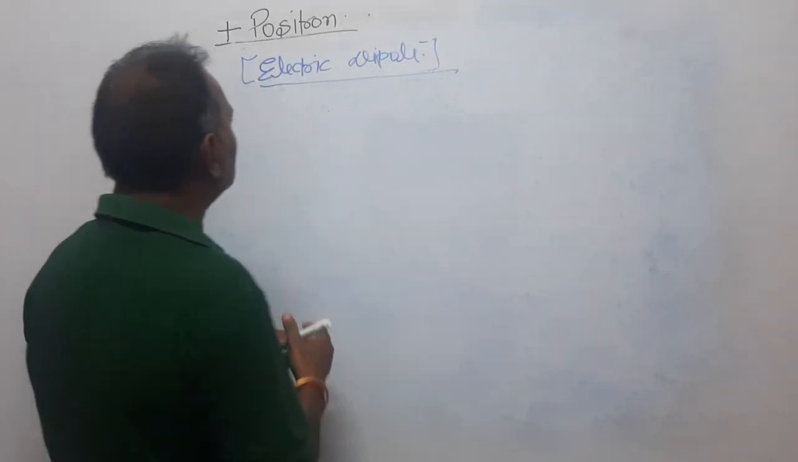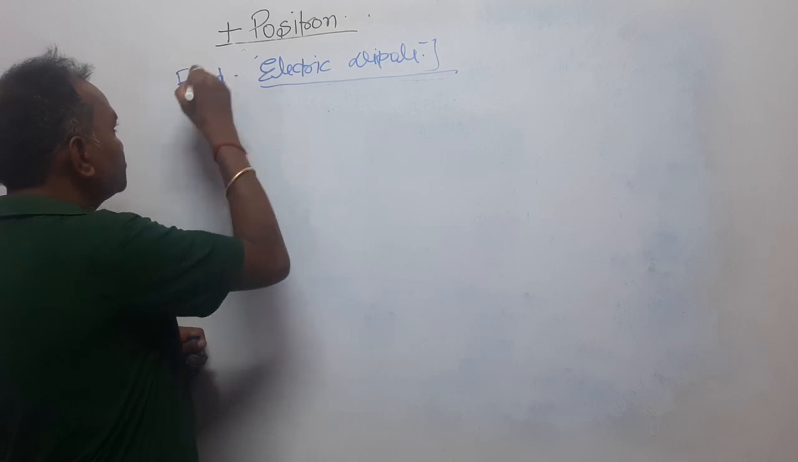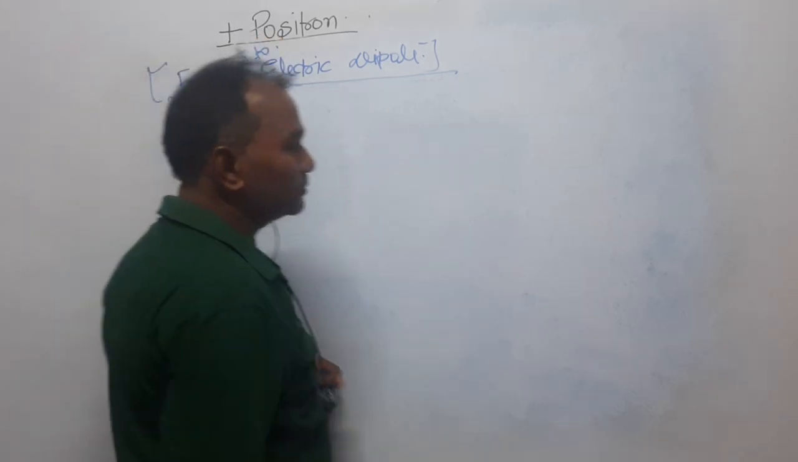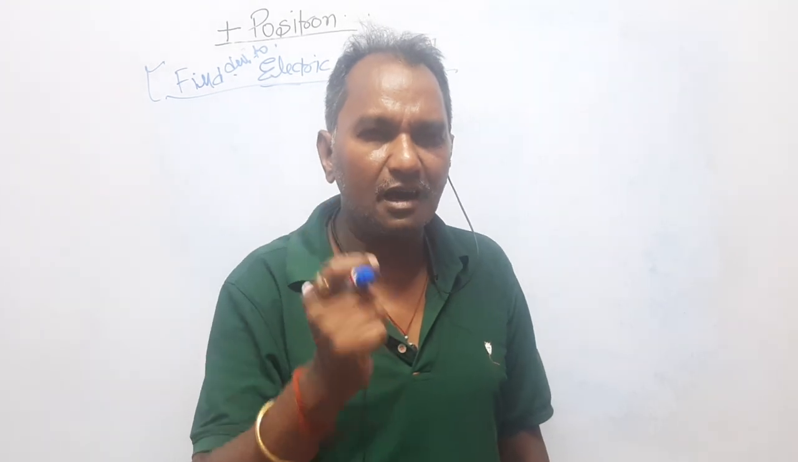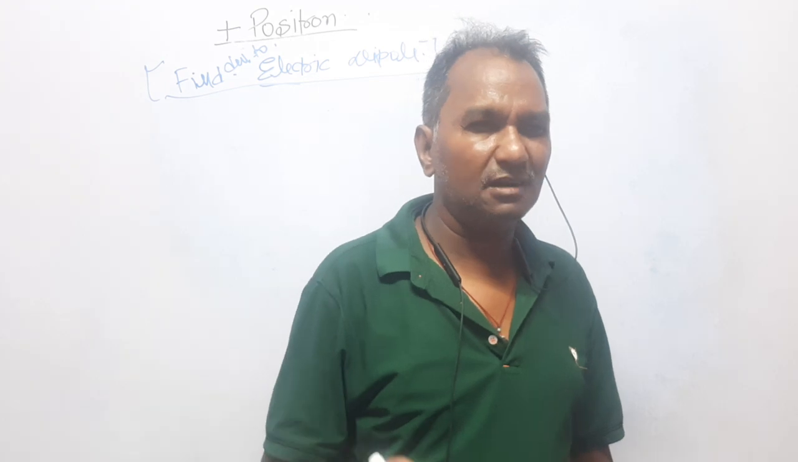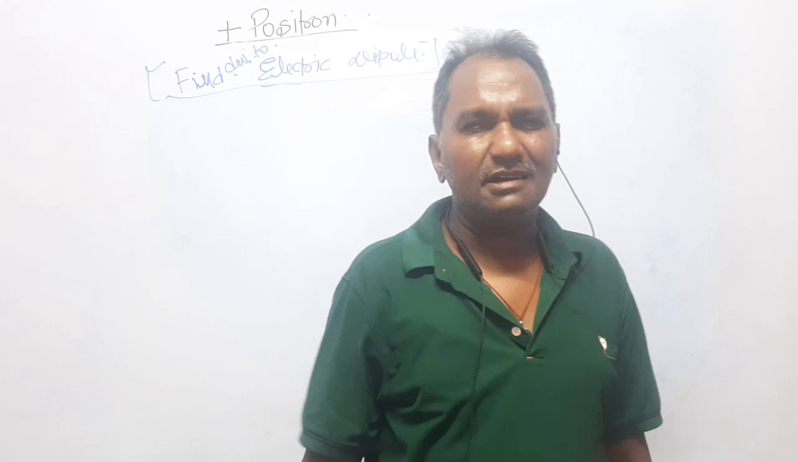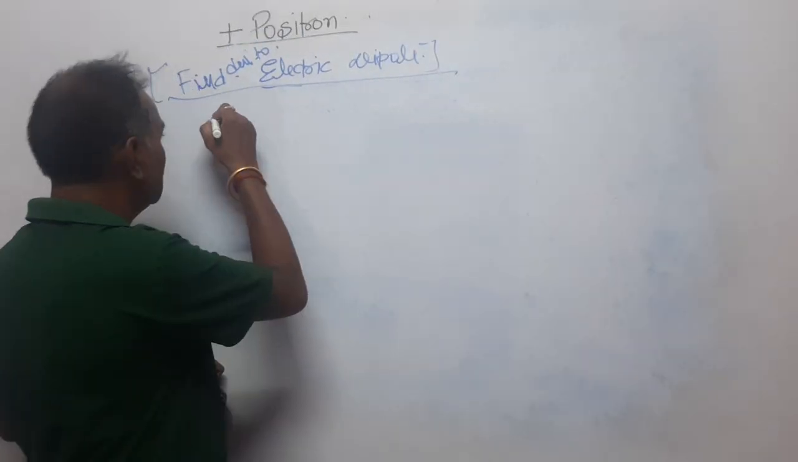Now we have to find the electric field due to an electric dipole. There are two cases. First case, when the point is on the axis, on the line joining the two charges, that is said to be the axial position or end-on position. And the second is when the point is on the perpendicular bisector of the two charges, and that is said to be the broadside-on position or equatorial position.